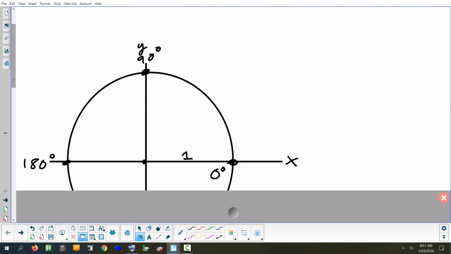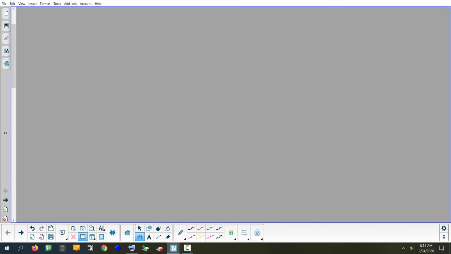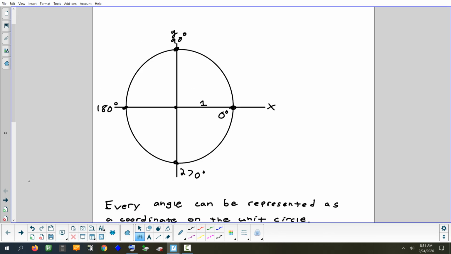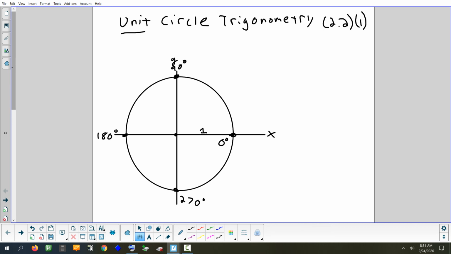All right, so what we're going to do is start out with this diagram. It's kind of like the diagram I showed you guys in the warm-up that we did. It's just a circle, and I've got axes drawn, x and y axis, and I've labeled the angles going around the circle. 0 is on the positive x, 90 is on the positive y, 180 on the left, 270 at the bottom.